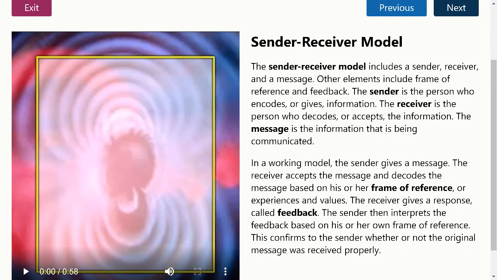All right, so the sender-receiver model includes a sender, receiver, and a message. So you've got somebody that's going to send, somebody that's going to receive, and the actual message that's being received. Other elements include frame of reference and feedback. The sender is a person who encodes or gives information. The receiver is a person who decodes or accepts the information. The message is the information that is being communicated. So you need to know that the sender is the person who provides information.